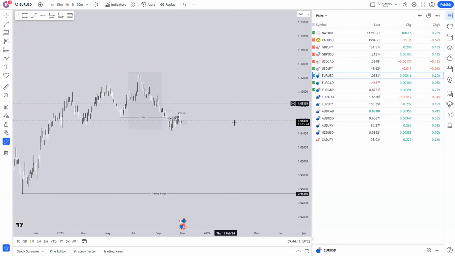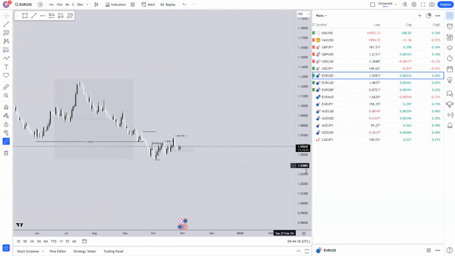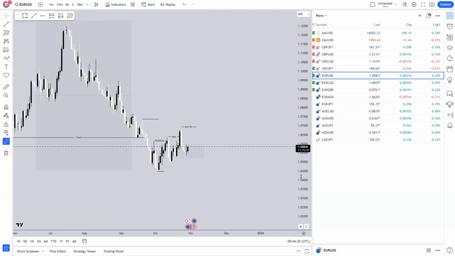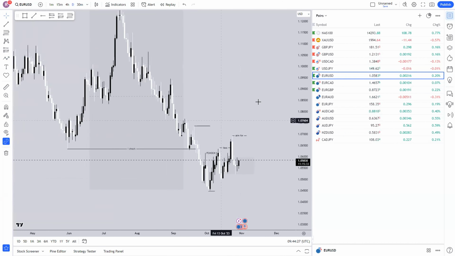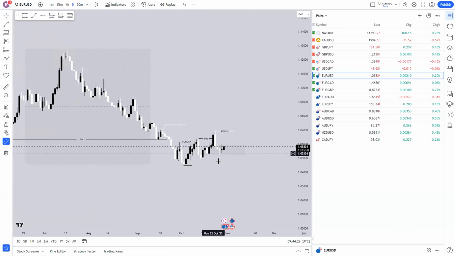Knowing that we have had that internal change of character, we then turn to fractal structure and internal structure to see where we can take those buying opportunities into the 50% of this current leg.